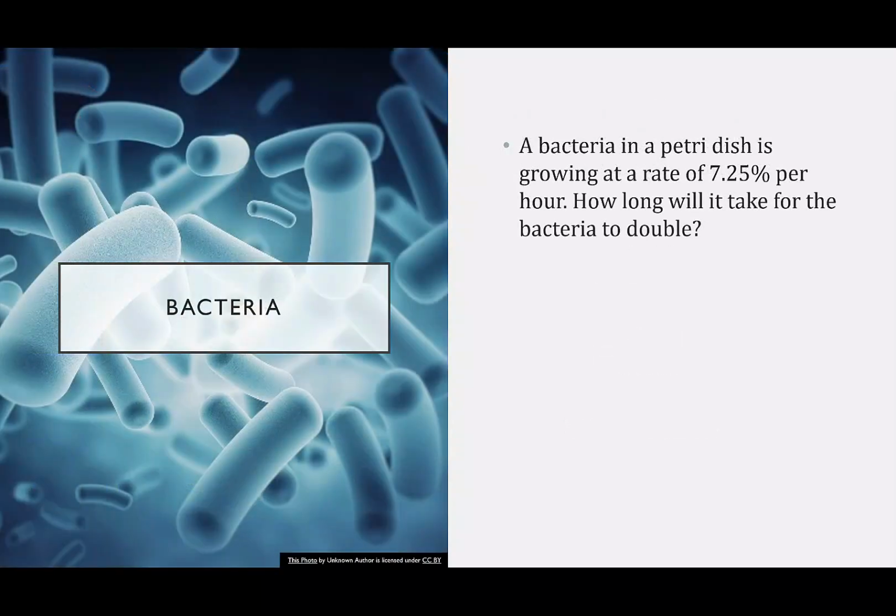Our next problem says a bacteria in a petri dish is growing at a rate of 7.25% per hour. How long will it take for the bacteria to double? Notice that the rate of growth this time is given in hours, not years. We use the same formula, T is equal to the natural log of 2 over R, and we plug in our rate as 0.0725. When we put that in our calculator, we get that the time is 9.56 hours.